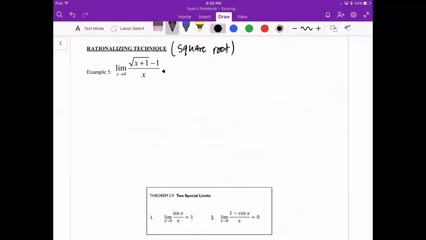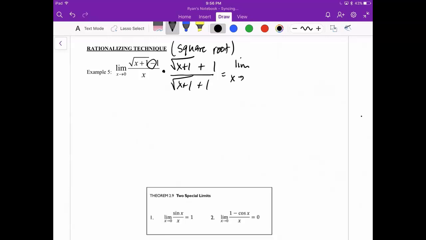Okay, and so the conjugate of that numerator is going to be square root of x plus 1 and then plus 1. Since this was a minus, I just changed the sign when I do the conjugate. And then this is going to be the square root of x plus 1 plus 1 in the denominator as well. The reason I have to multiply by it in the denominator is so that I make sure that I don't change the problem. Okay, so when I do this, I'm going to come this way.